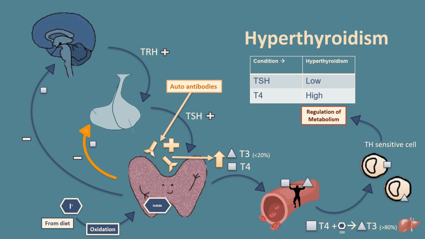Because of the negative feedback loop, this then causes the pituitary gland to release less TSH. So you have low TSH and high T4 in hyperthyroidism due to Graves' disease. When this happens, you have an excess of thyroid hormone that's transported in the blood by carrier proteins to those thyroid hormone sensitive cells. And because you have an excess, we have an increase of metabolism. So we have those fight or flight symptoms.